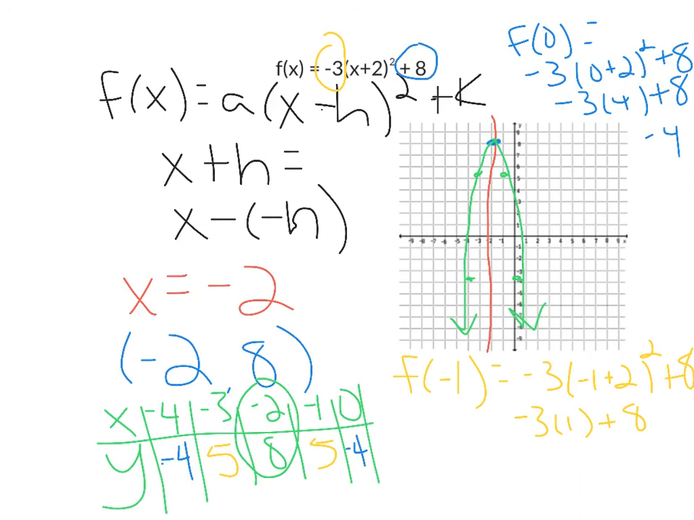Going back to our first example, you would have noticed that a was an understood value of 1. 1 is a positive number. Since a was positive, our graph was concave up or opening upwards.